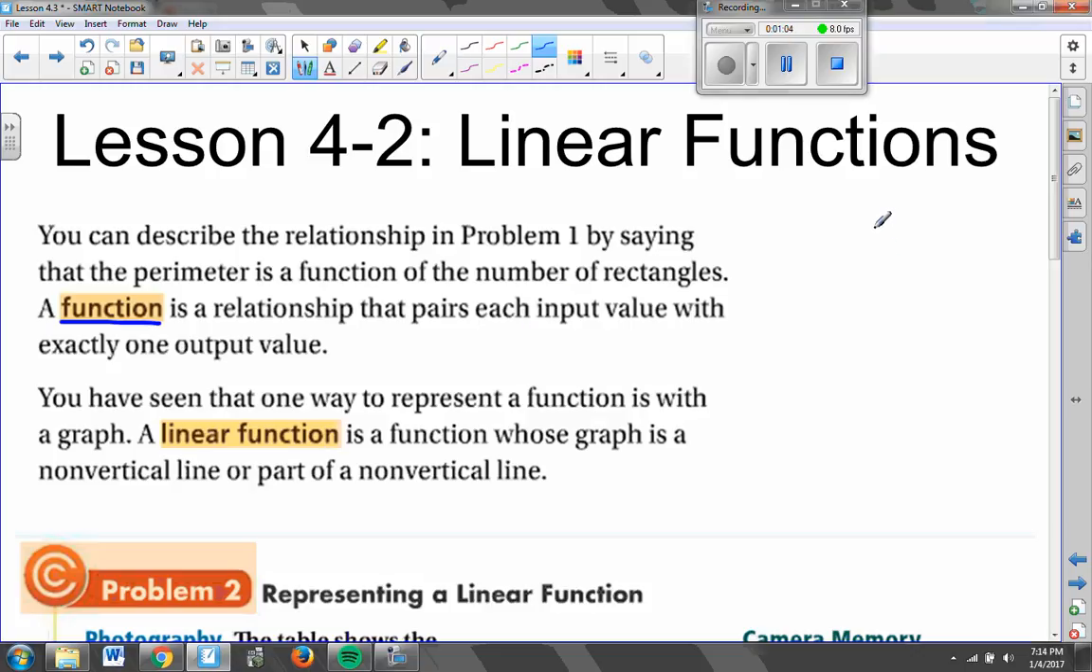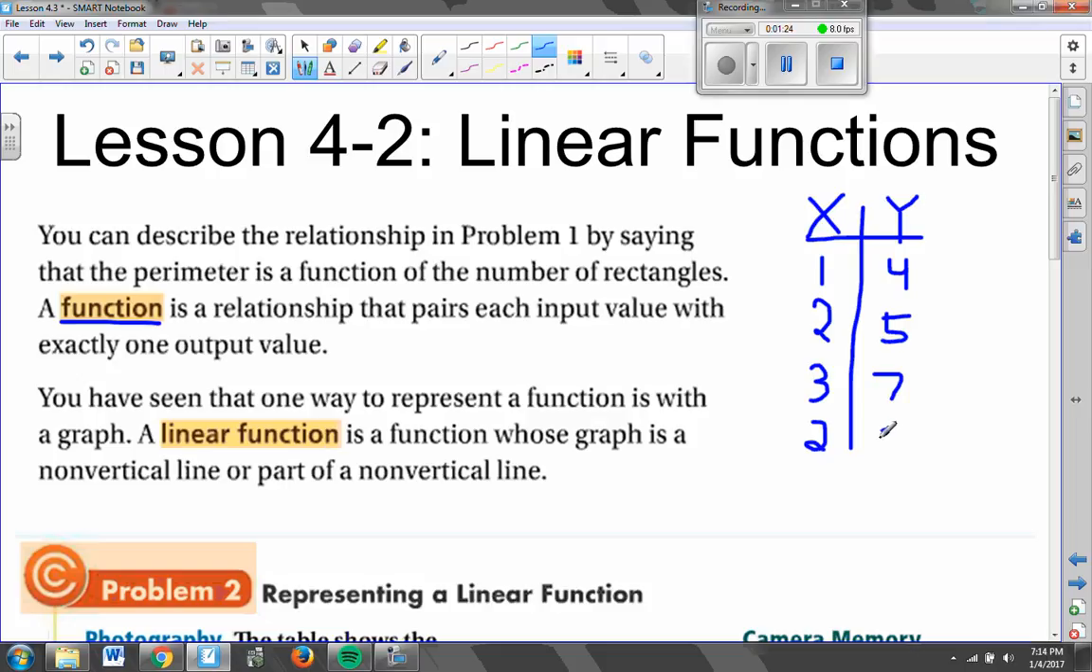So if I have a table of values over here, let's say I've got x as my inputs and I have y as my outputs. If I do this, 1, 2, 3, 2, and I go 4, 5, 7, 9, this is not a function, because x equals 2 has 2 different y values with it. See this? X equals 2 has 2 different y values that it goes with. So that's not a function.